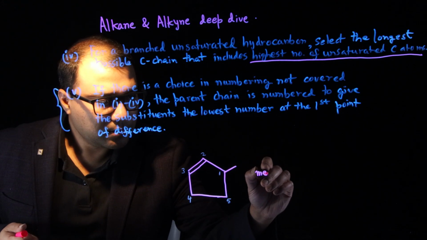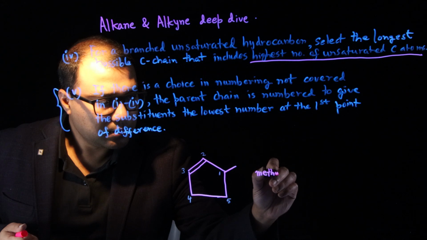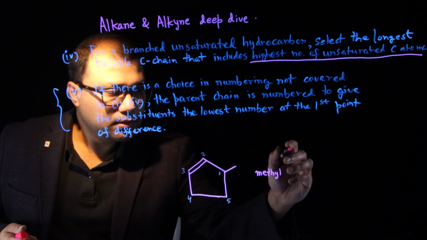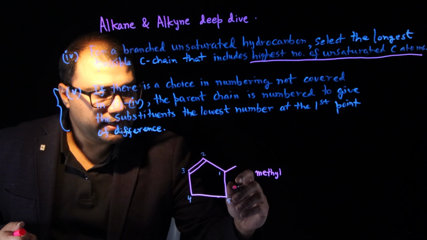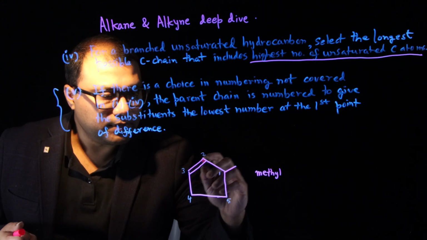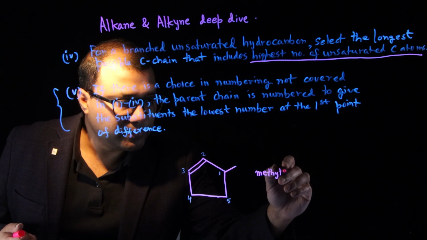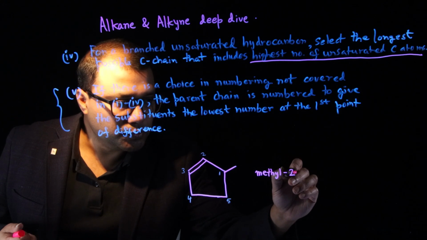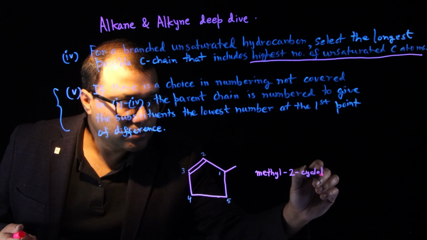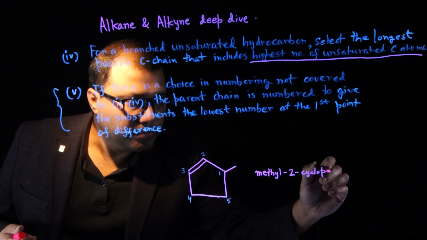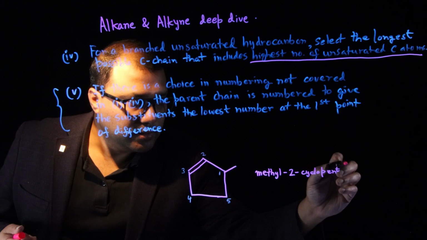So the nomenclature on this one will be methyl. This is cyclopentene because we have a double bond. And what's the location of the double bond? It's 2. Methyl cyclopentene.